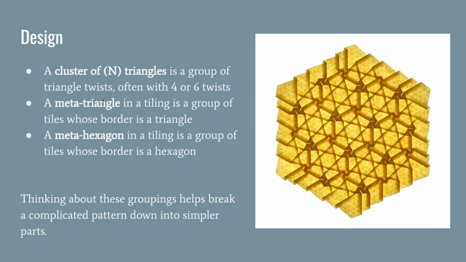Likewise, a meta triangle in the tiling is a group of tiles whose border is a triangle. A meta hexagon is a group of tiles whose border is a hexagon. These are ways of grouping tiles which correspond to twists together so that I can chunk the parts and have fewer things in my working memory.